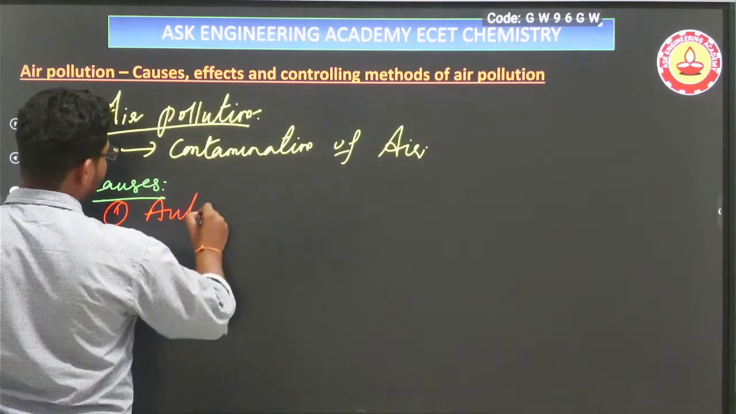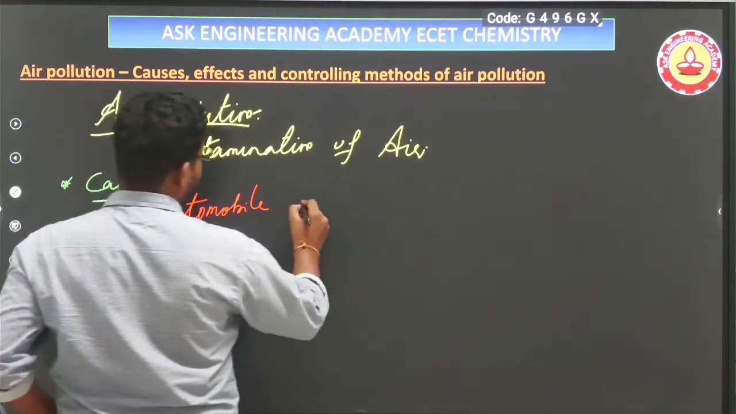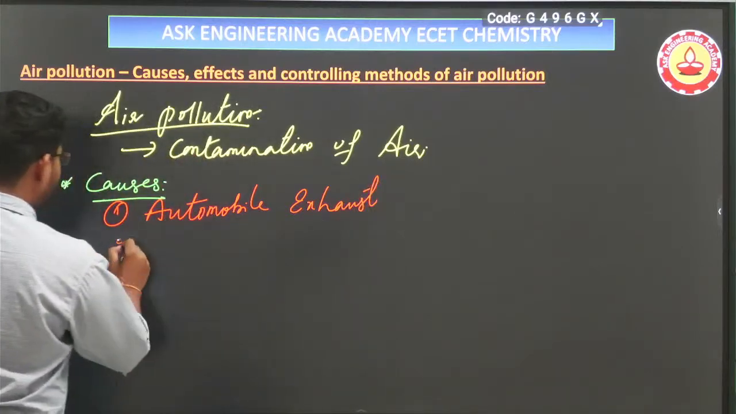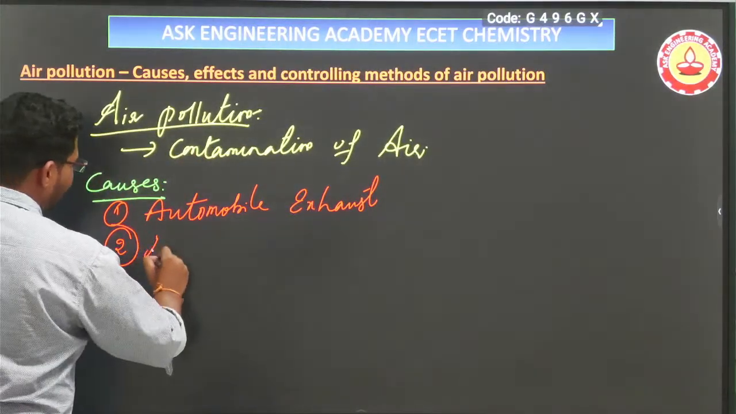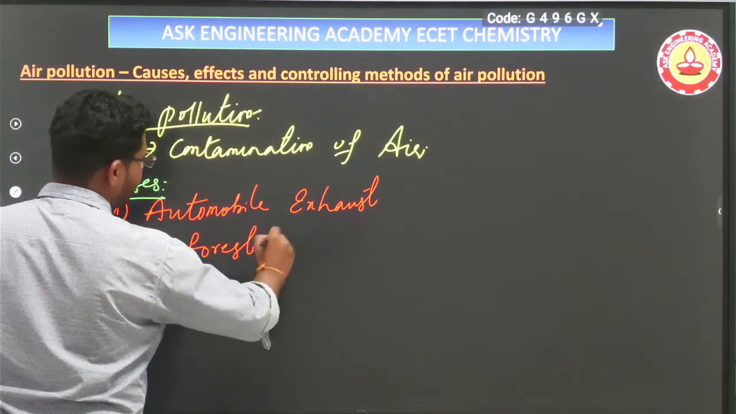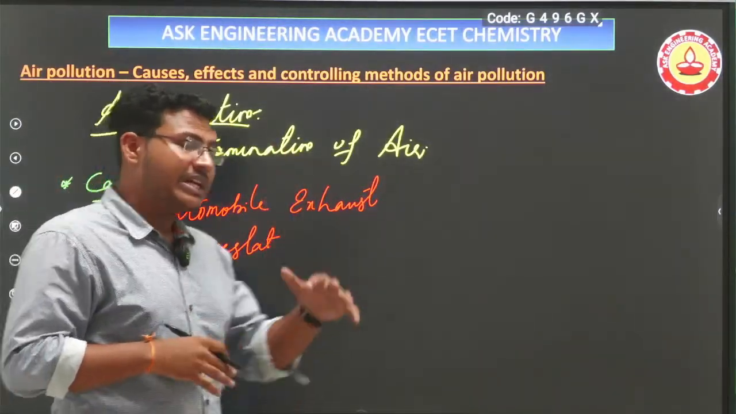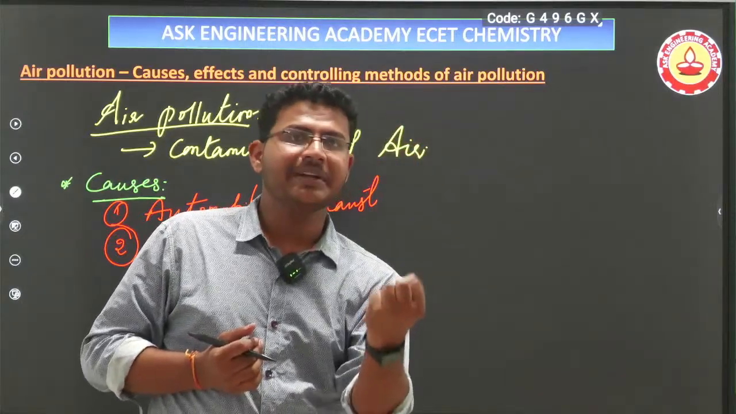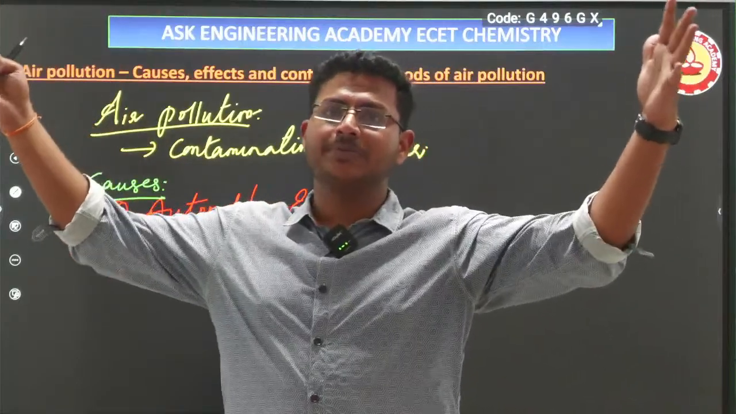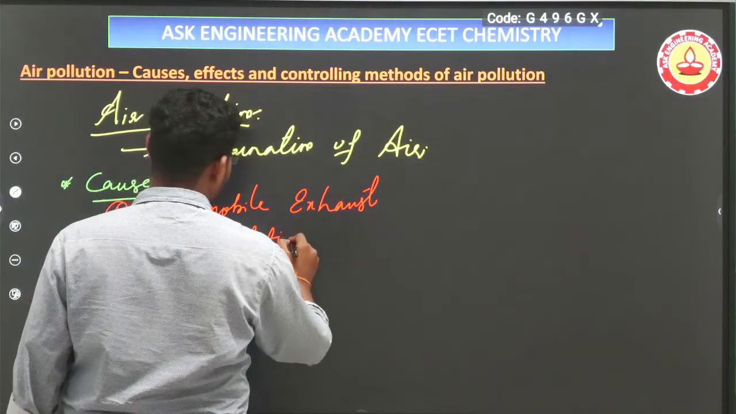Automobile exhaust is the first cause. The second cause is deforestation. Cutting of forests causes the amount of carbon dioxide to increase day by day because of the lack of forest area. If there is forest, it absorbs a lot of carbon dioxide from the atmosphere. If there is no forest, carbon dioxide stays in the atmosphere and causes air pollution. So deforestation is also one of the reasons.